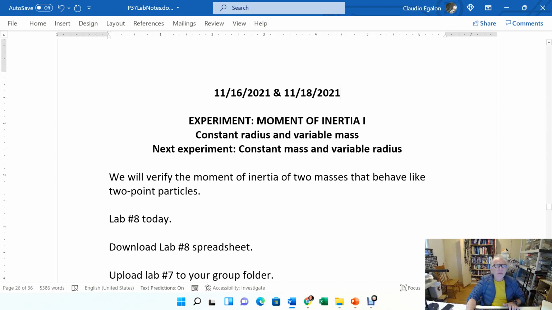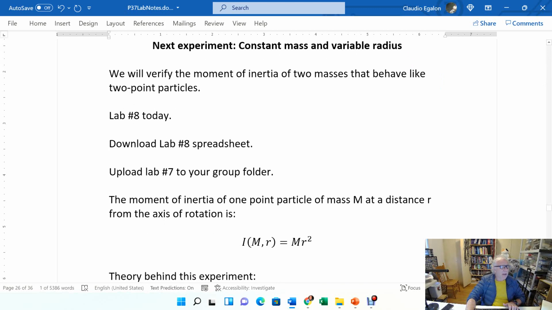Today is November 16, 2021, and we are going to do the experiment on moment of inertia. Tuesday, right? Today is Tuesday. We're going to do this experiment on Tuesday, that's the 16th, and on Thursday as well, which is the 18th. Okay. So today is lab number 8.